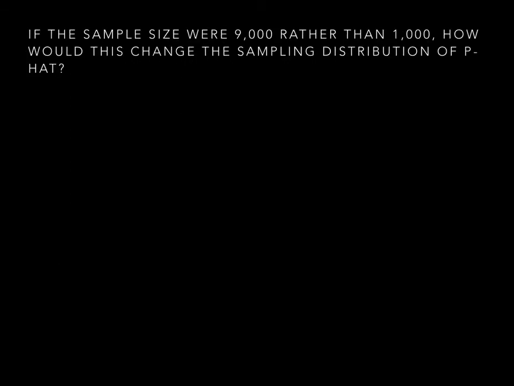If the sample size were 9,000 rather than 1,000, how would this change the sampling distribution of p hat? Well, like we said earlier in the video, as our sample size gets bigger, our spread gets smaller because we're getting more information, we are getting more accurate data. And so in that case, there would be less variance. That's so much fun.